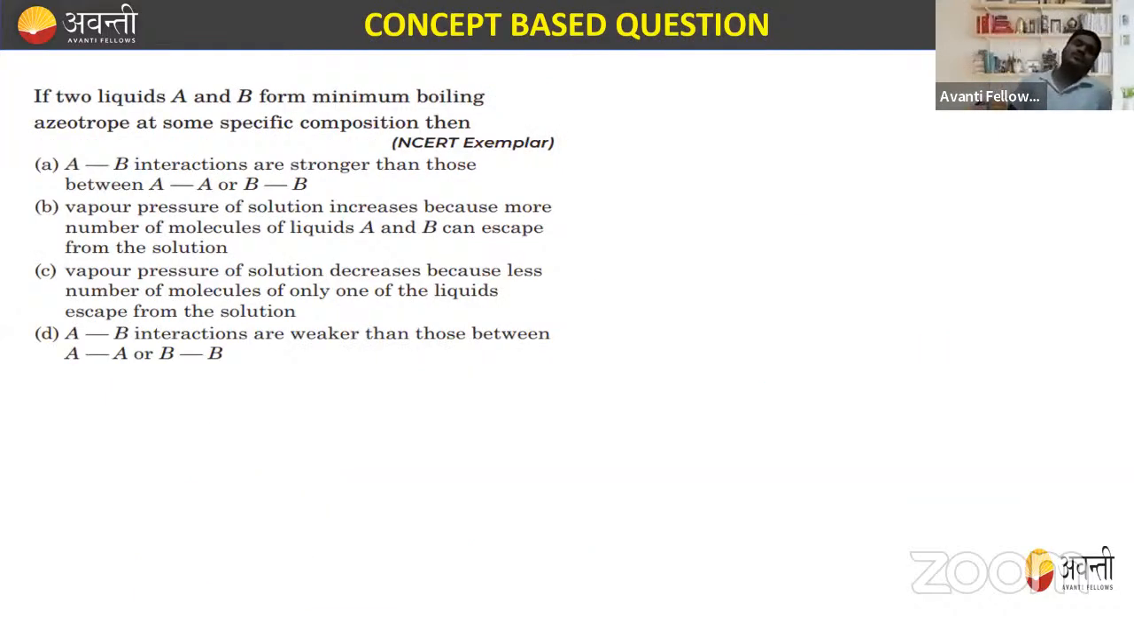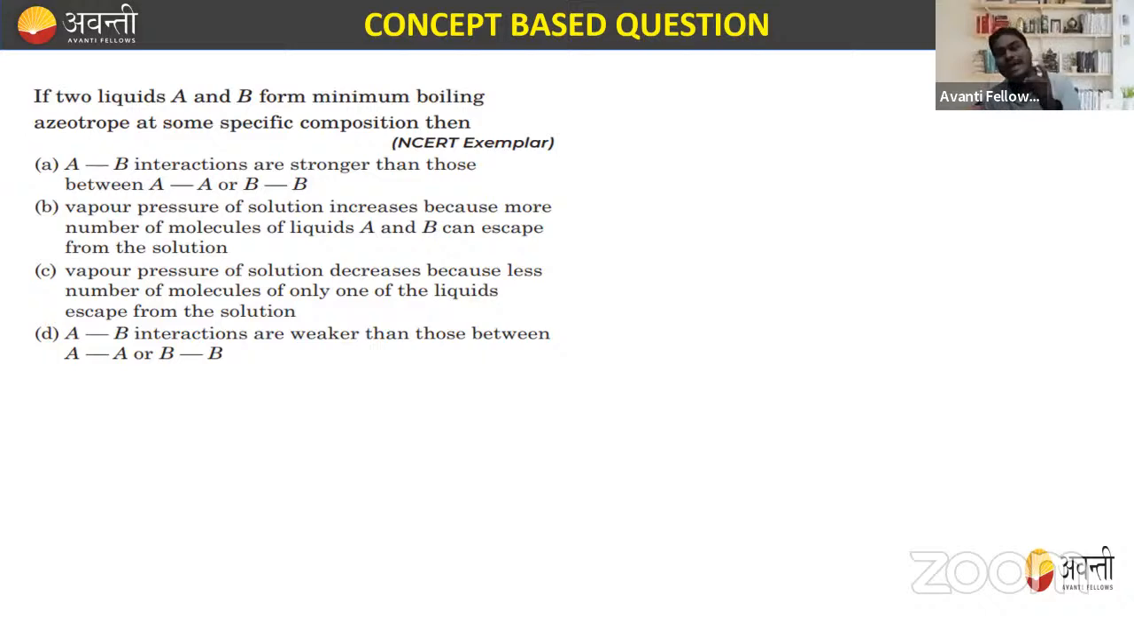Now let's move to the next question, and this question is totally based upon ideal and non-ideal solutions. So what does the question ask, beta? Read out what the question asks. In this question, the question is asking: if two liquids A and B form minimum boiling azeotropes. We already know there are two types of azeotropes, maximum boiling azeotropes and minimum boiling azeotropes, right? So what are minimum boiling azeotropes and maximum boiling azeotropes, beta? Can you give me an example?